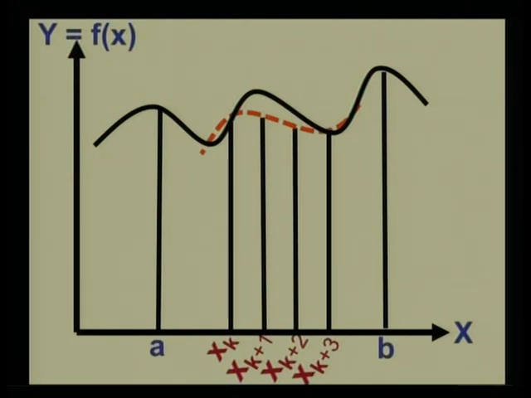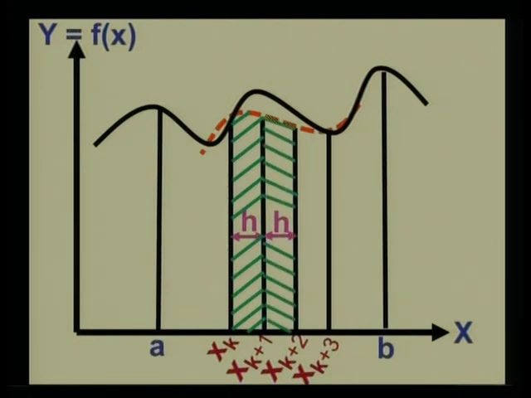In Simpson's 1/3, we would be interpolating a second degree polynomial, and in case of Simpson's 3/8, we would interpolate a third degree polynomial. The basic task is now to find the area covered by the 3 strips, that is the kth strip, the k plus 1 strip, and the k plus 2th strip. At one time, we would now be considering 3 strips.